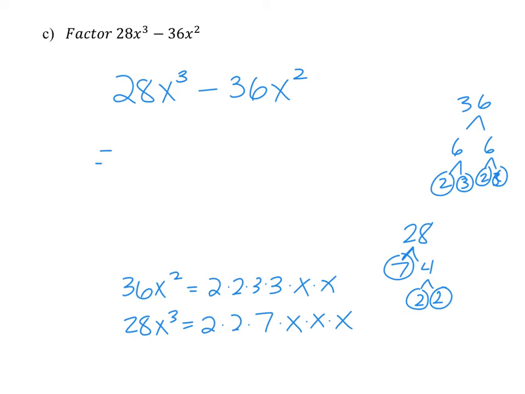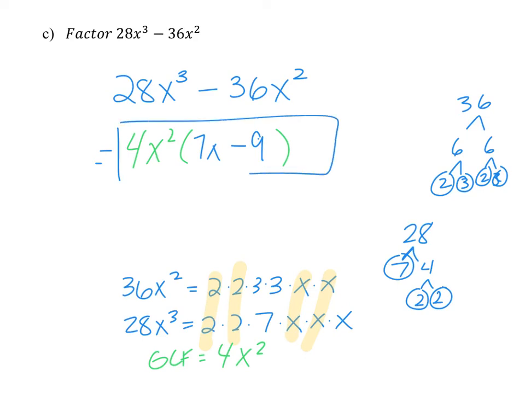Find out what they have in common. They both have at least 2 2's and 2 x's. So my GCF is going to be 4x squared, right? So that's what I'm going to factor out, 4x squared. 28 divided by 4 is 7. And there's a leftover x there. Minus 36 divided by 4 is 9. And I don't have any more x's. So this is the factorization of 28x cubed minus 36x squared.